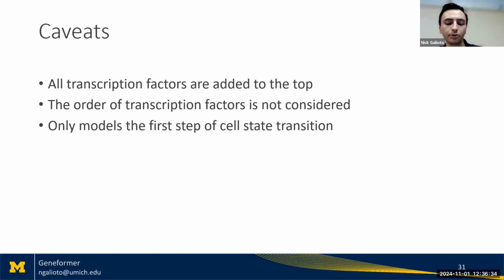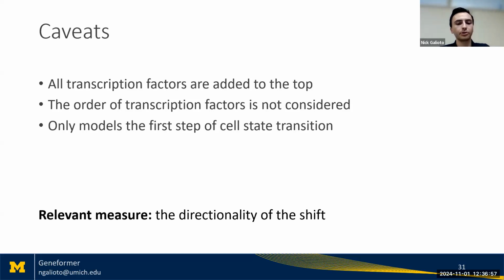So when you reprogram a cell, you add this transcription factor. That transcription factor is going to influence other genes. Those influenced genes now influence another set of genes, and there's this cascade of gene effects throughout the cell. With this foundation model, you only get really the first layer of how this transcription factor might move the cell. But the relevant measure that we're going to be looking at is the directionality of the shift. Is it pointed in the direction of our target, or is it not?